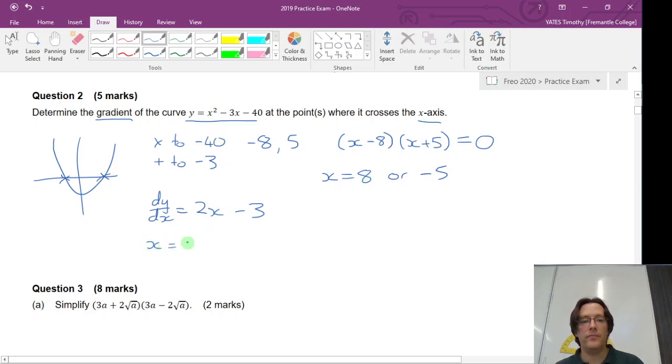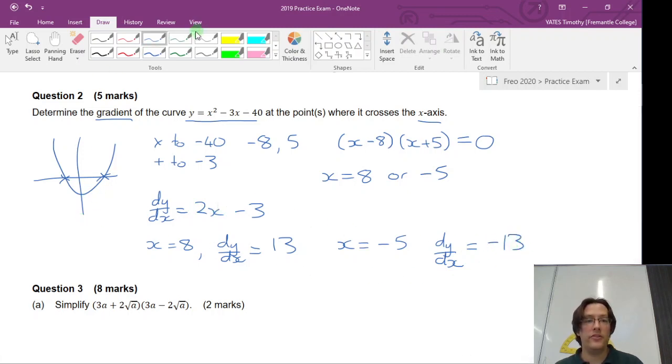dy by dx is going to be 16 take 3, so that is 13. X equals negative 5, that's going to be dy by dx equals 2 times negative 5 is negative 10, minus 3 is negative 13. Now, just as a reminder, all of our parabolas are symmetrical. They're symmetrical right down the middle.